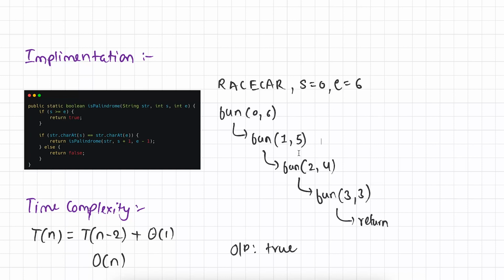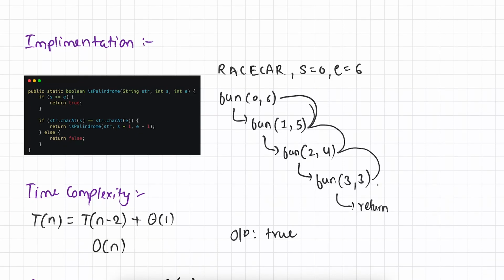The same thing happens here. 1 and 5 are equal. Then this function makes a call for 2 and 4. Again, both characters are equal, C and C. Then we make a call to 3 and 3. This time 3 and 3 are at the same position, so we hit the base condition where S is equal to E. In this case we return control back to its parent, and the same thing happens up until the main function. So this return traverses all the way up to the main function and we get the output true. This is how this function works.